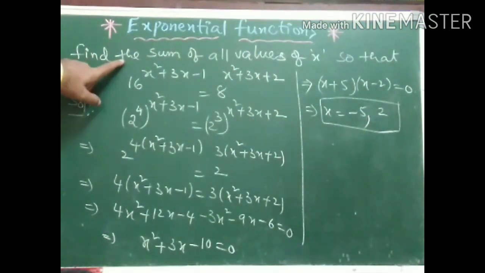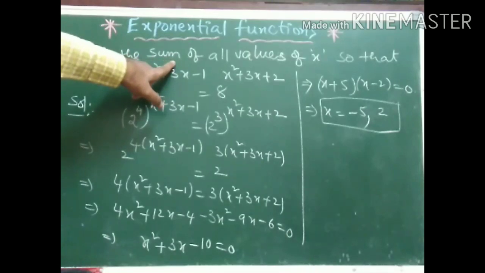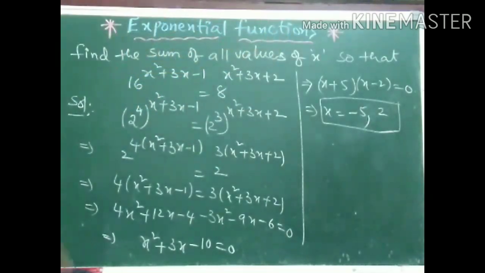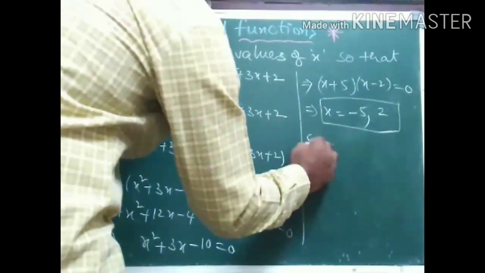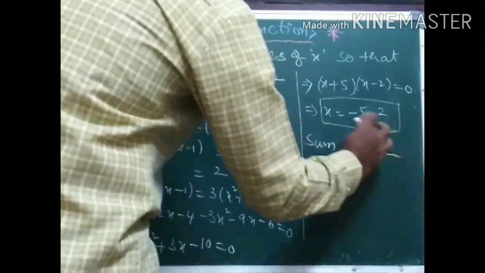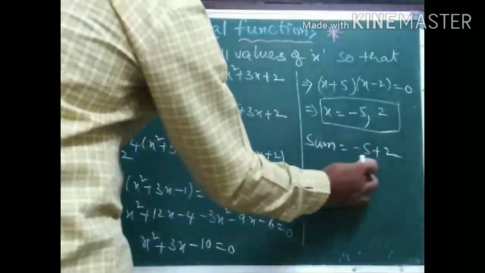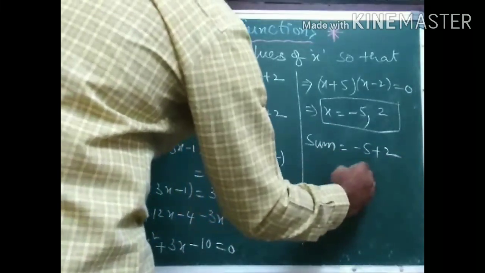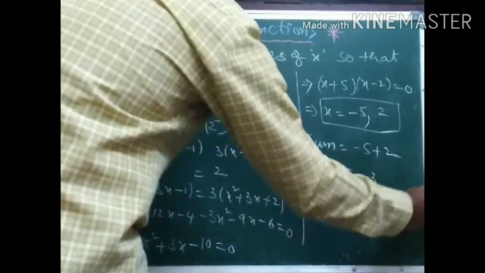But coming to the question, it is about the sum of all values of x. So I want the sum. Therefore the sum of all values is minus 5 plus 2. These are the values now. So their addition, the sum I require, hence the sum is minus 3.